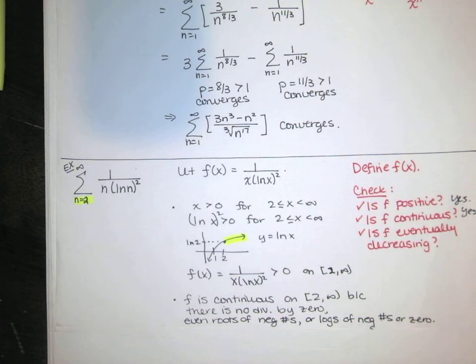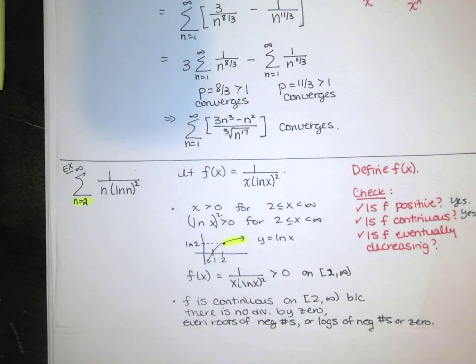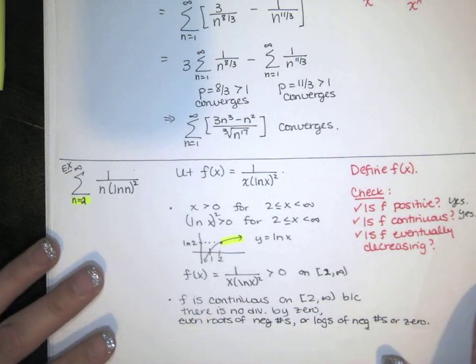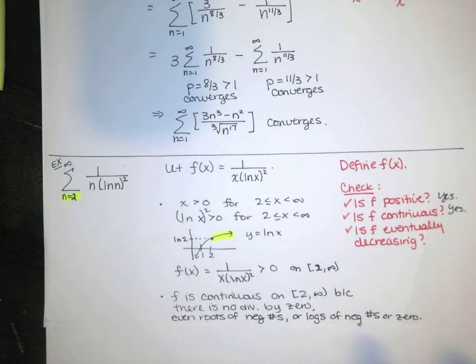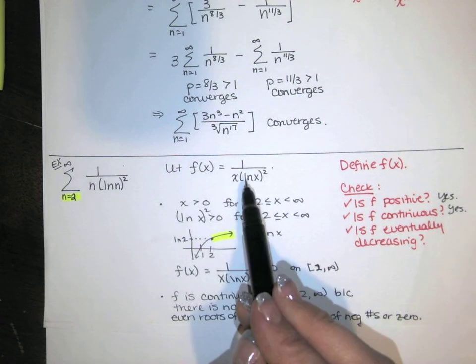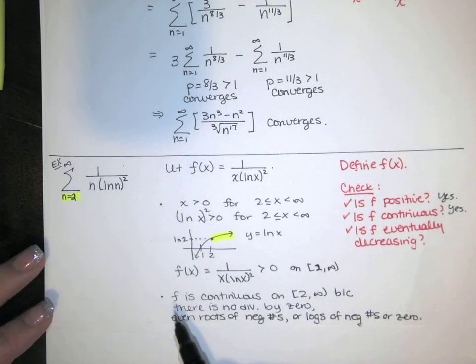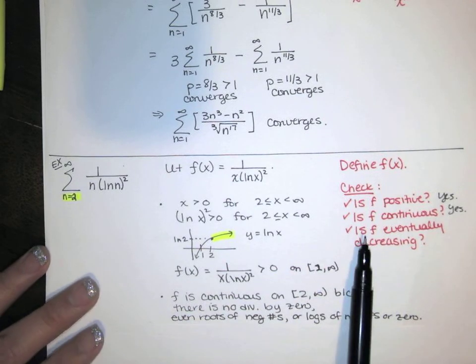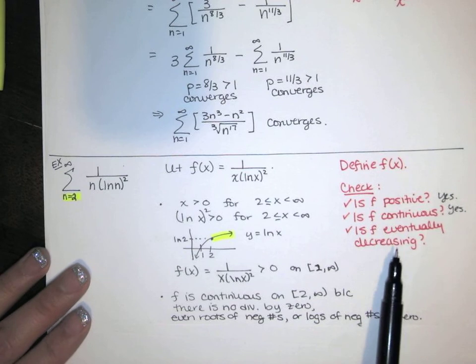Since I don't have any of those things, and we've got a function defined by a formula, this function's well defined and therefore it's continuous. Okay, if it's piecewise, all that goes out the window, but since it's just defined by a single formula, this is good enough for us. And now we need to see if f is eventually decreasing.